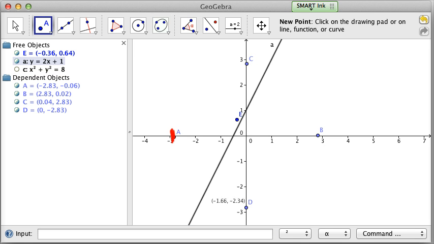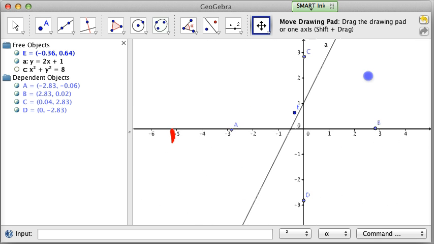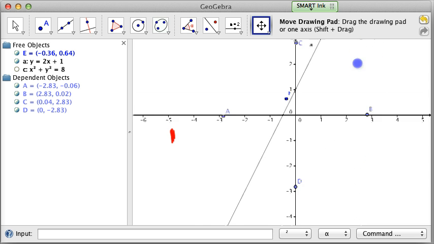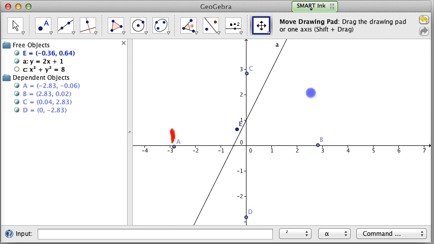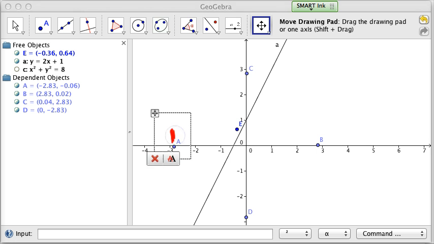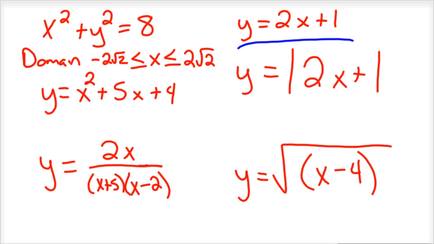And if you notice, it goes down all the way, goes up all the way, and you could follow this thing forever in all directions, going all the way left and down and all the way up and right. So there are no values to restrict in this case. So your domain would be all real numbers.